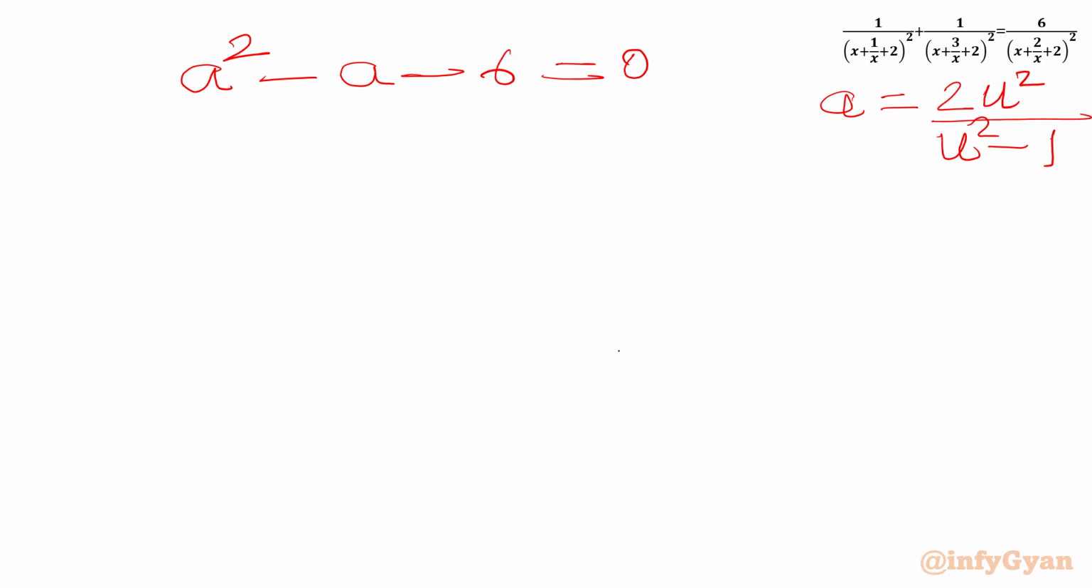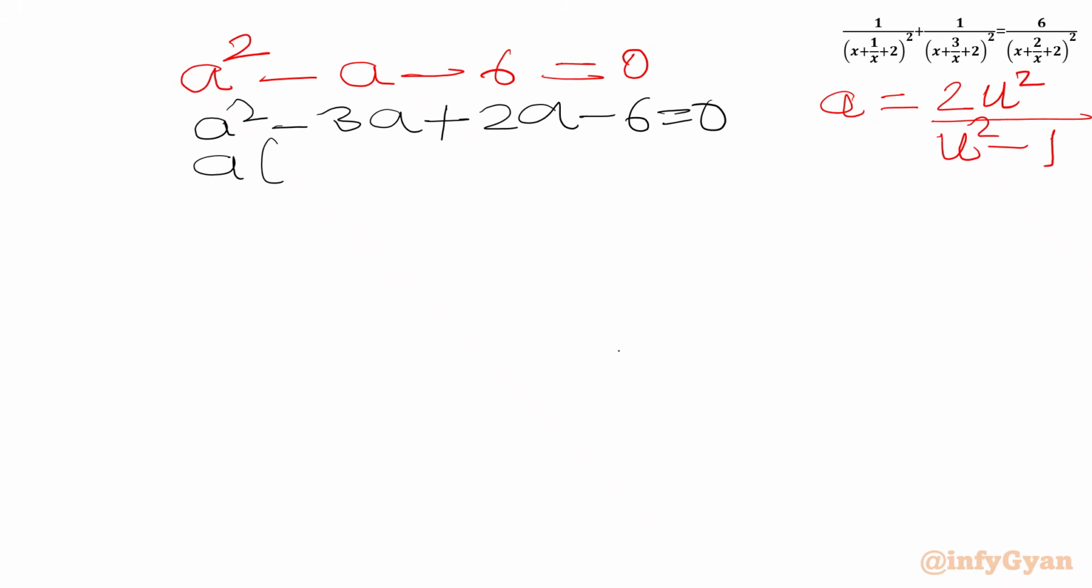Now we will solve this quadratic equation using the method of factorization. We can split our middle term, minus a, into minus 3a plus 2a. The equation becomes a squared minus 3a plus 2a minus 6 equal to 0.